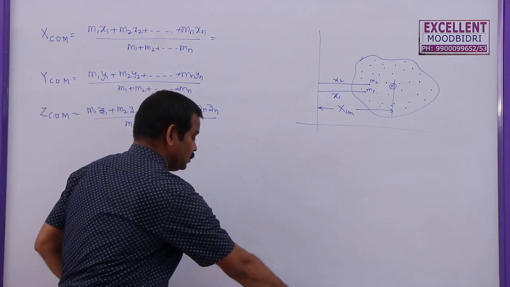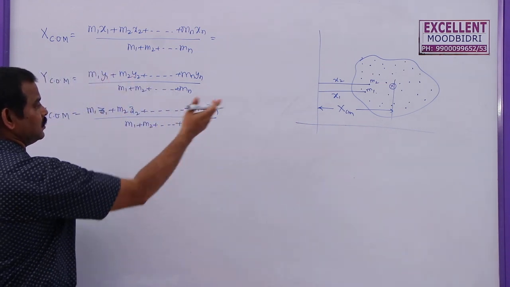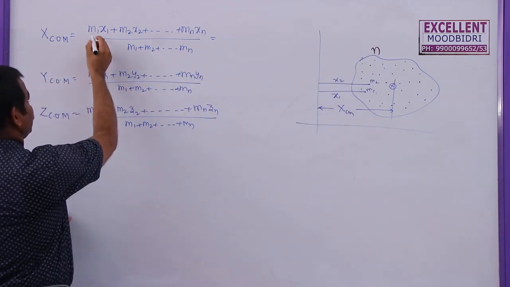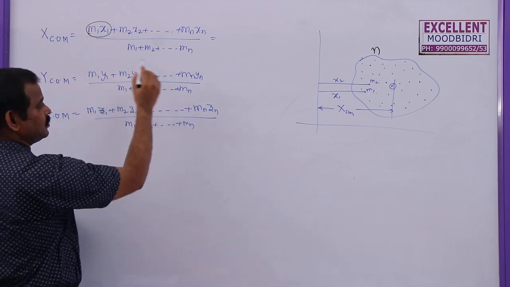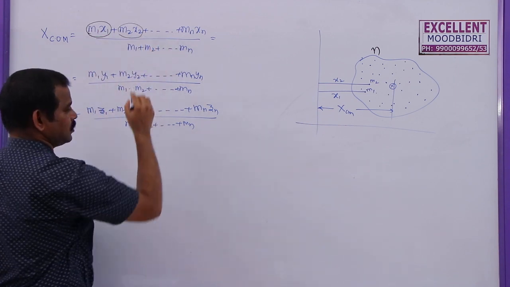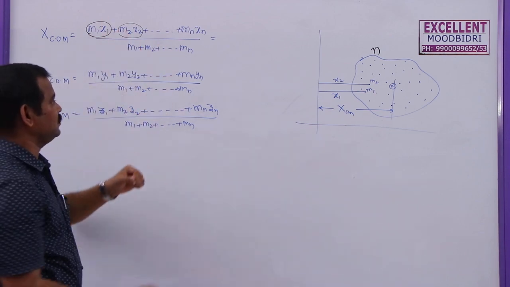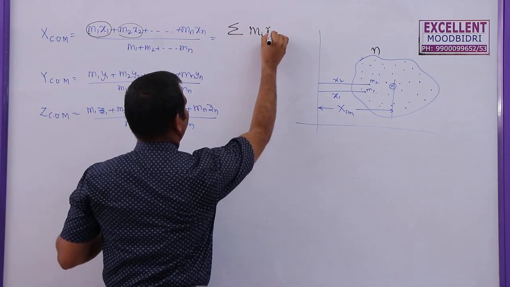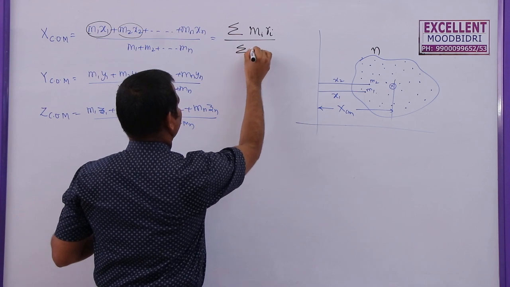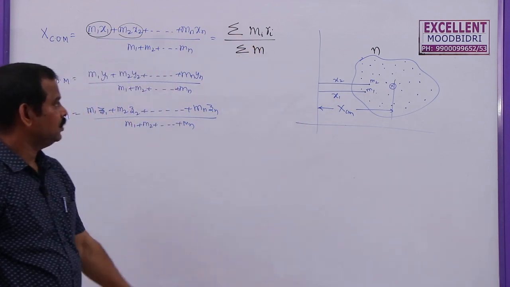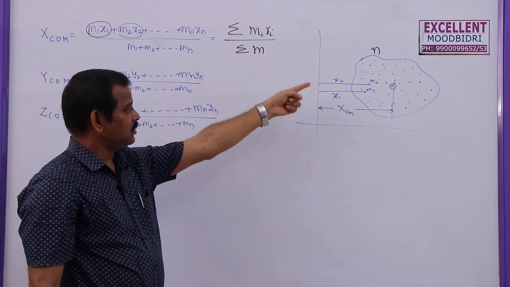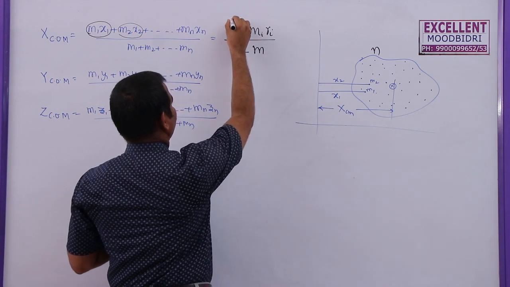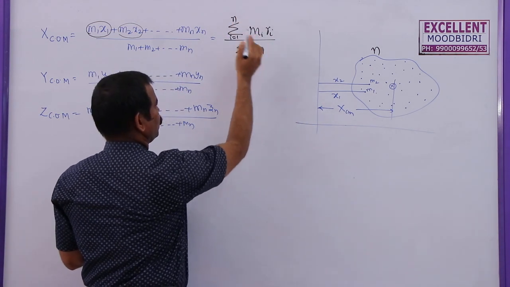Now, this can be simplified as the system has n particles. So, it consists of n small particles. I can write this as the product of mass and distance from one of the axes, mass and distance, mass and distance. These are all moments of masses. So, we can write sigma mi ri by sigma m. Sigma m means the sum of all the masses of all the particles in this body. So, this is where i is equal to 1 to n. This index i indicates 1 to n.